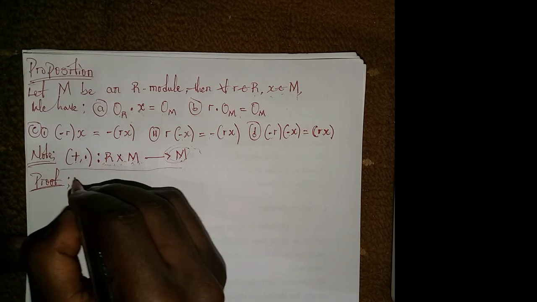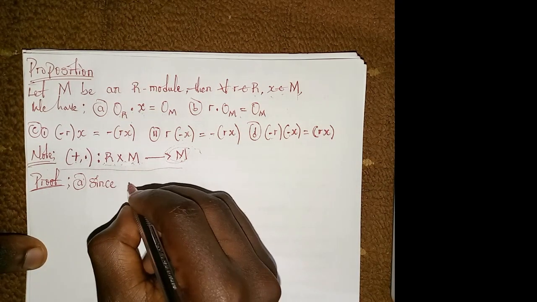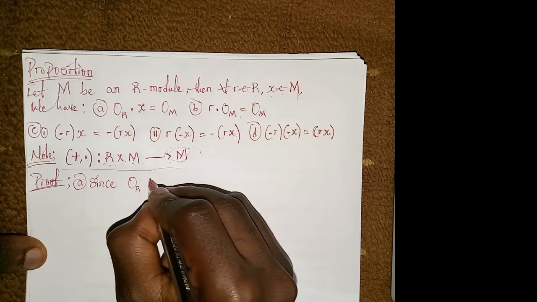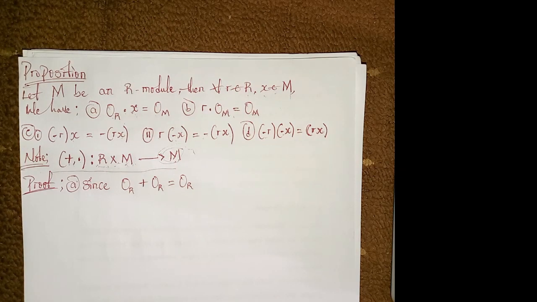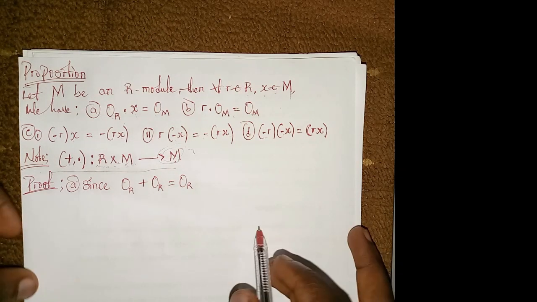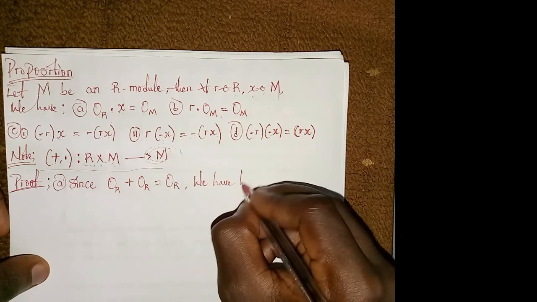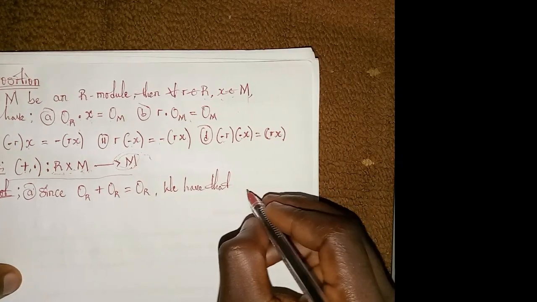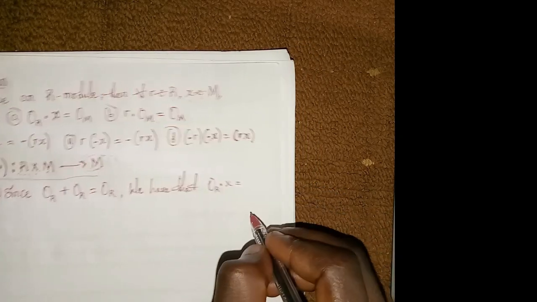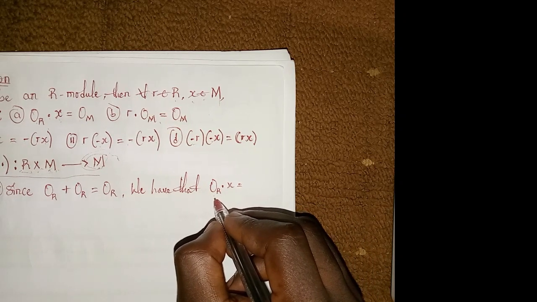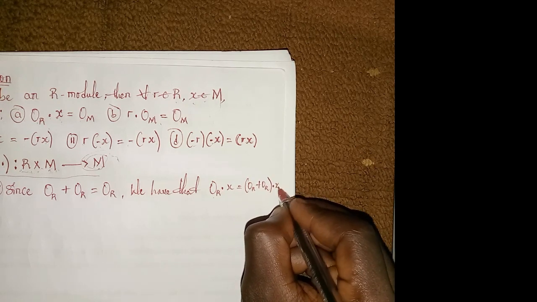Now, we say that for the proof of A, since the zero of R plus the zero of R is equal to the zero of R, that is, if we add two zeros of R together, we are going to get another zero of R. Now, we proceed by saying we have that the zero of R multiplied by x is equal to, now since we know that zero of R is equal to zero of R plus zero of R, then we now have multiplied by x.